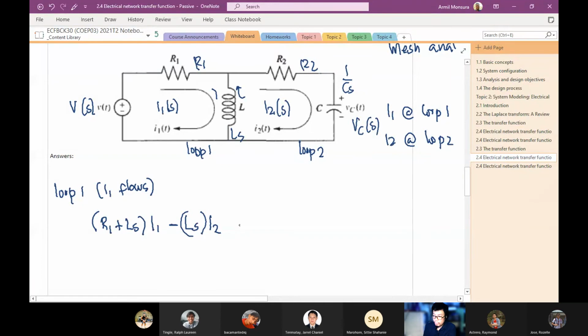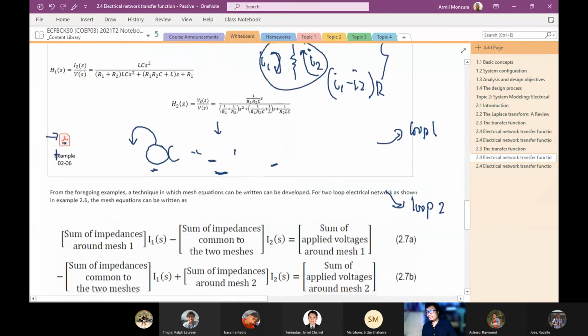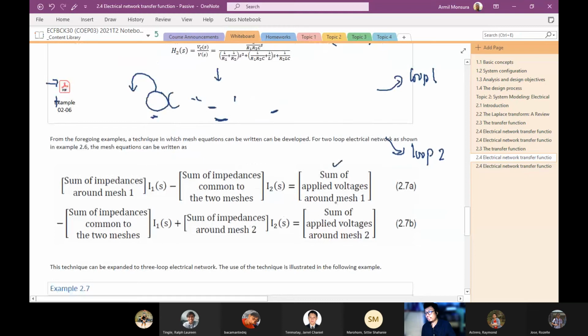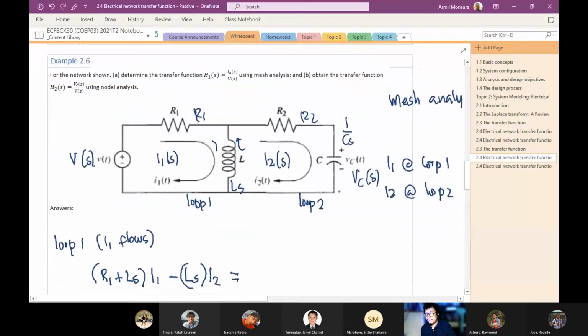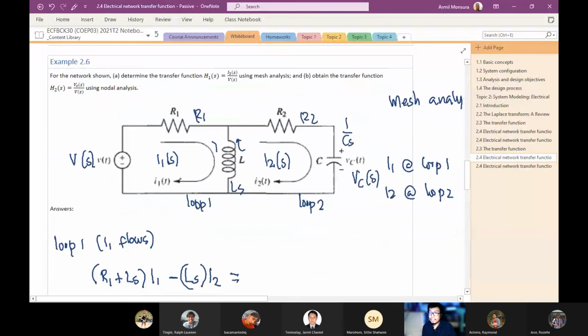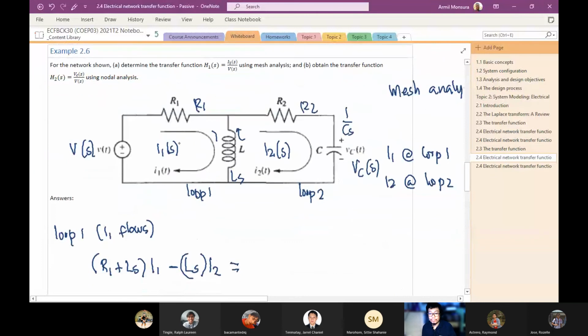And that LS also is to be multiplied by the other current, which is I2. Now, the right side of that equation should be the sum of applied voltages around mesh 1 or loop 1. So, tingnan natin kung merong EMF na connected sa loop 1, which in this case meron, and that is this EMF. So, therefore, yung right side nito is simply V of S or V. Maliwanag ba to?